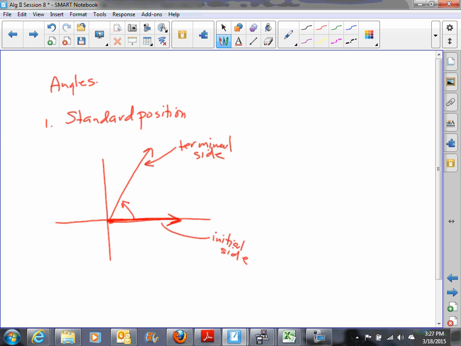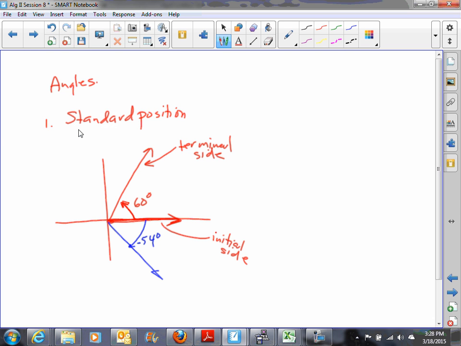Now, we count angles, let's see, this is maybe 60 degrees. We count angles to be positive when we go counterclockwise from the x-axis. In other words, we started on the x-axis and we went counterclockwise to the terminal side 60 degrees. So this would be an angle that has a measure of positive 60 degrees. Now we count angles where we go clockwise as negative. So in other words, if we started on the x-axis and we went, say, 54 degrees clockwise, we would consider that to be a negative 54-degree angle.